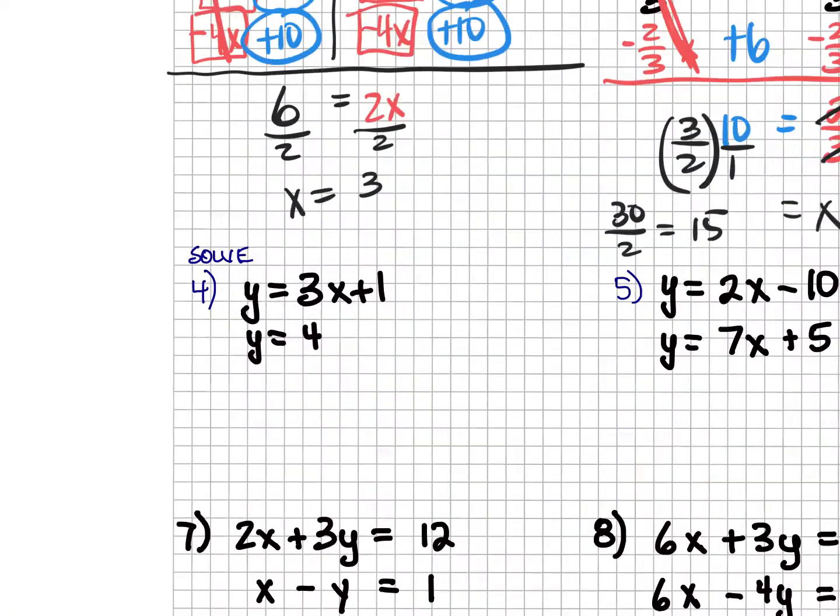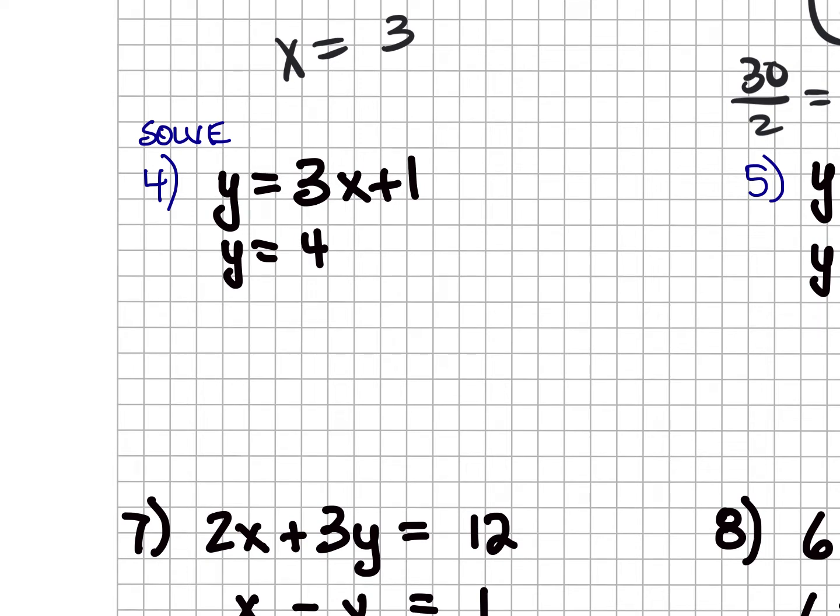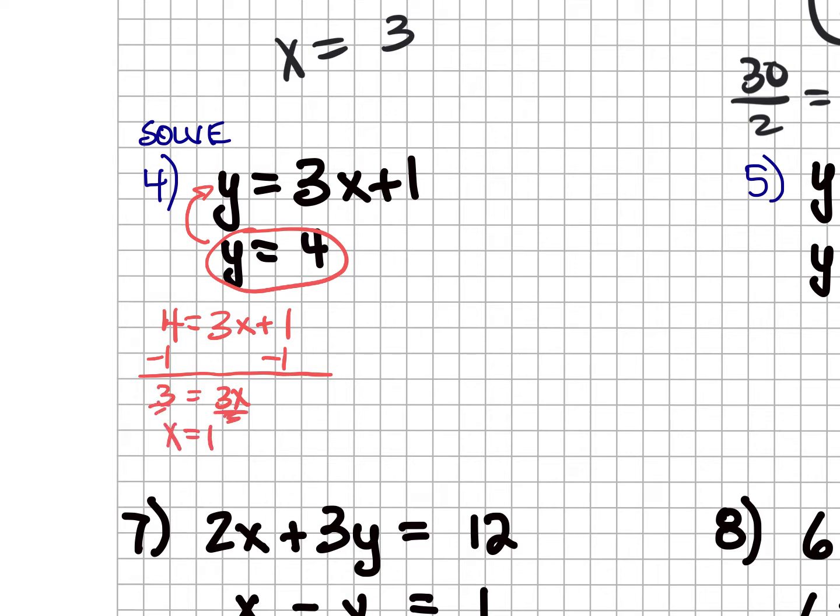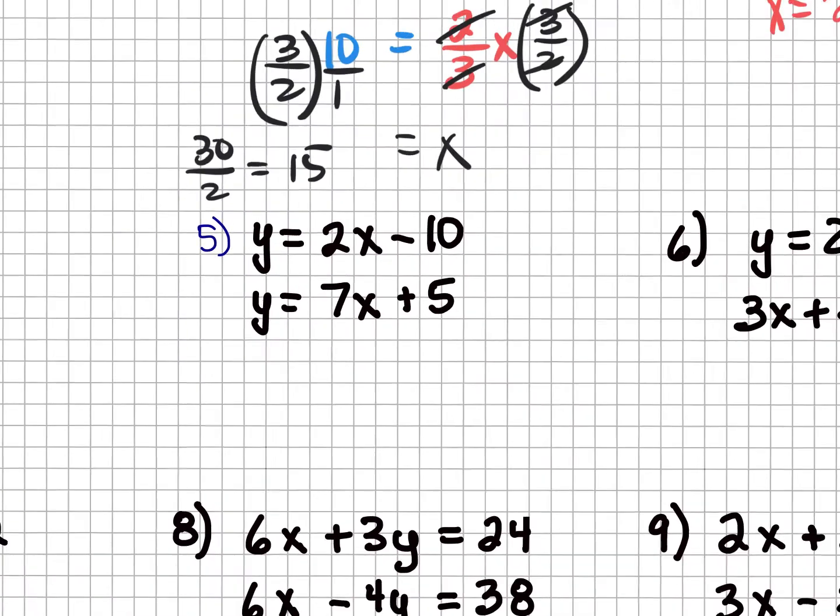All right, substitution. A lot of you guys didn't tell me both answers. Whenever there's an x and a y, you have to tell me both. If the y is equal to 4, then I can plug in 4 up for y, and 4 equals 3x plus 1. I'm going to subtract 1, 3x equals 3, so x equals 1 when I divide by 3. And y equals 4. I need to say both of them. And I can write that by x is 1, y is 4. I put it in x, y coordinates. A lot of you guys didn't give me both answers.